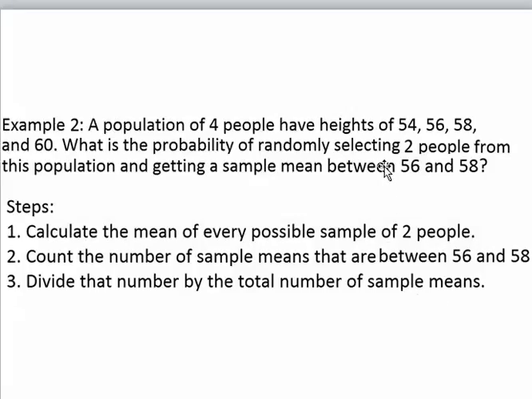This question has the same 3 steps that we did last time. So we just need to calculate the mean of every possible sample of 2 people. Then we need to count the number of sample means that are between 56 and 57, because that's what the question is asking. And then we need to just divide the number that we got from step 2 by the total number of sample means.